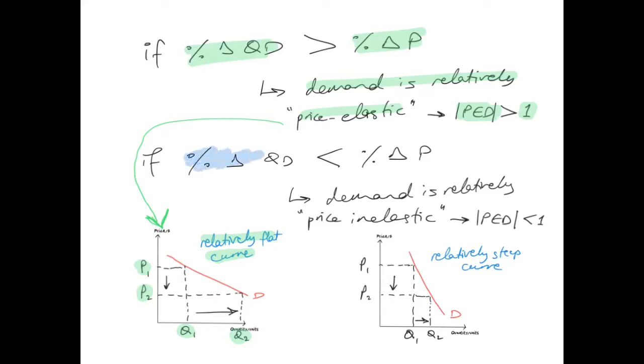If the percentage change in quantity demanded is lower than the percentage change in price, we say that demand is relatively price inelastic, and the absolute value of PED when you calculate it will turn out to be less than 1. This leads to a relatively steep demand curve that looks like this one over here. As you can see, the same fall in price from P1 to P2, which is about a 50% fall, leads to a much smaller, in terms of proportionate, change in quantity demanded from Q1 to Q2. These are the two general cases. Demand is either price elastic or price inelastic.